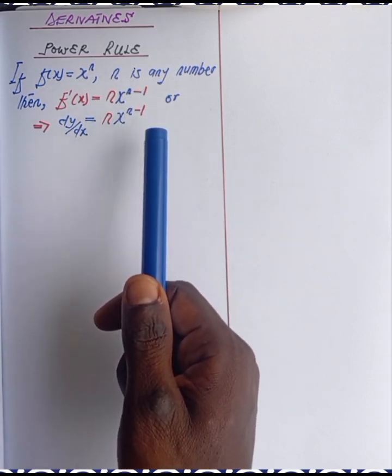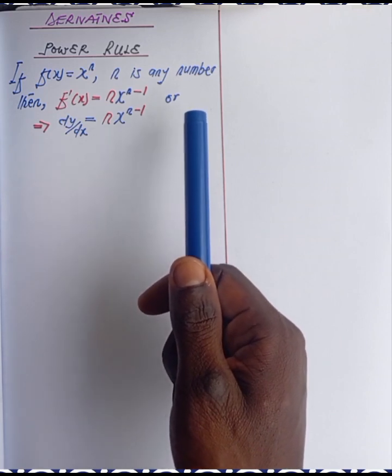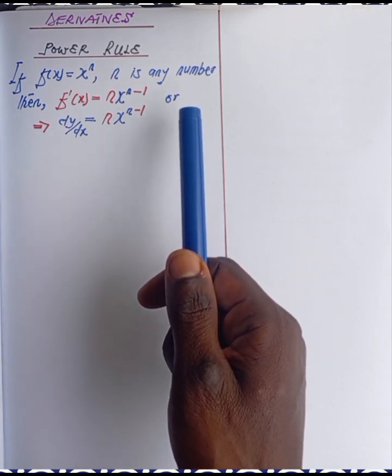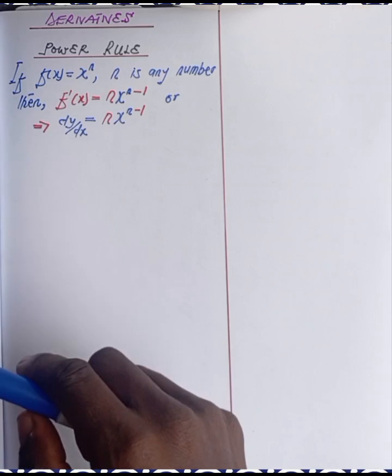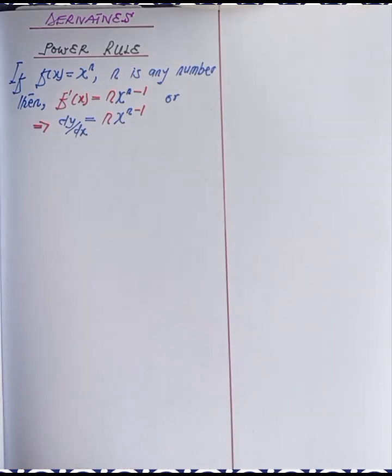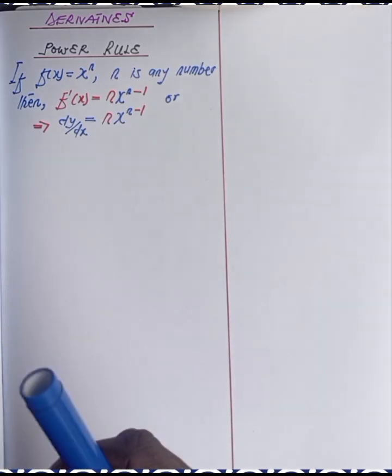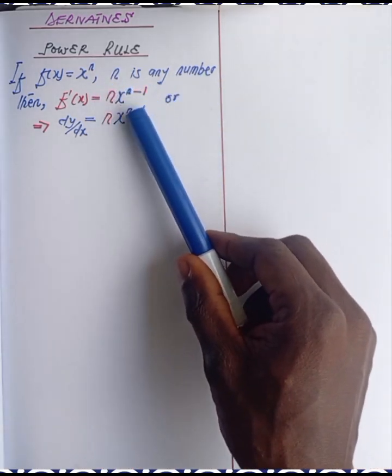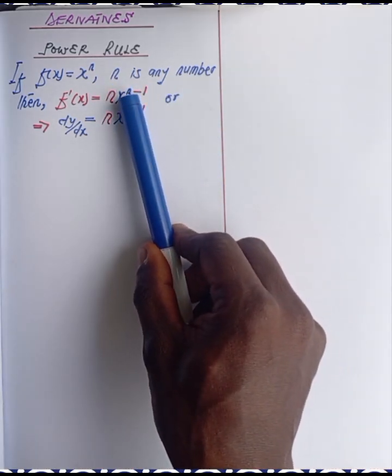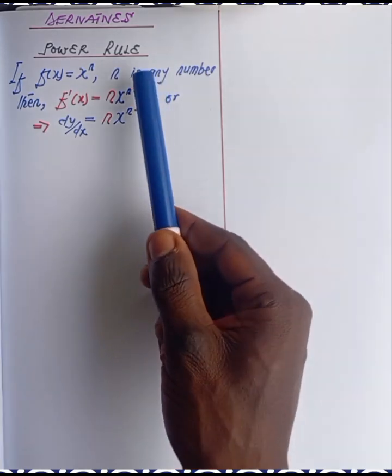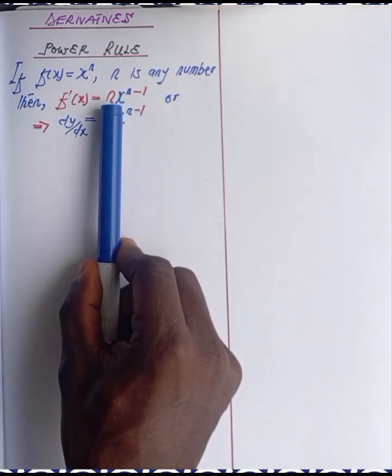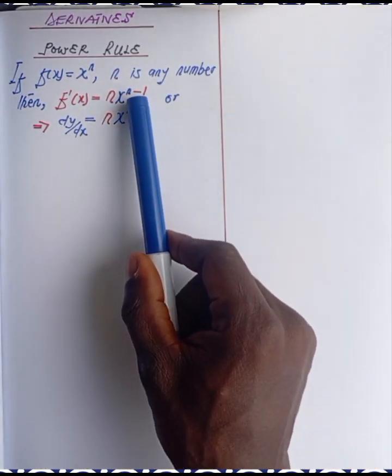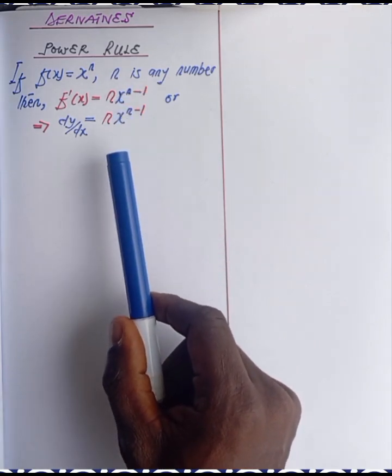All we are going to do here is to bring the original exponent down in front of the function x and then subtract 1 from the original exponent. You can see that the original exponent here is n, which is in blue ink, and we bring it in front of the function x, and after that we just subtract 1 from the original exponent.